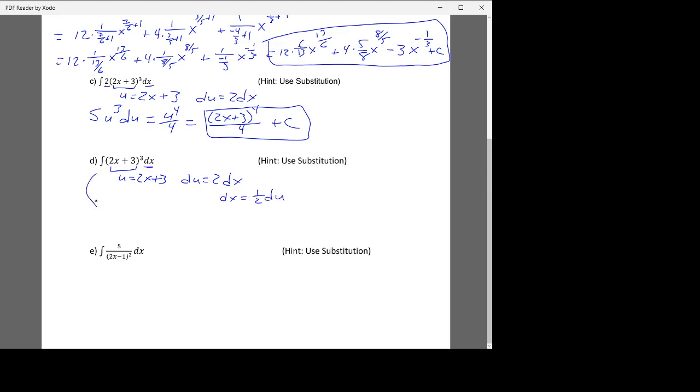So this becomes the integral of u cubed times 1/2 du. And now we'll just pull that 1/2 out. So we have 1/2, and then the power rule for antiderivatives, u to the 4th over 4, which is, let's unsubstitute that, 2x plus 3 to the 4th over 8, plus a constant.